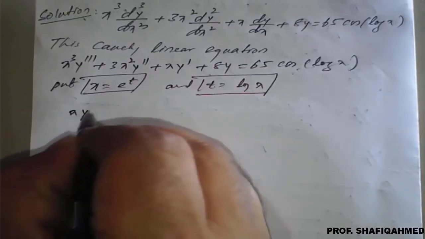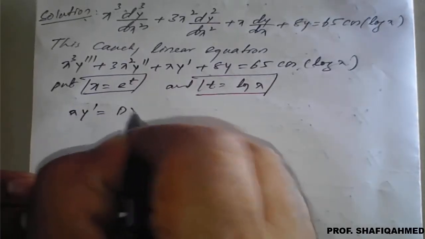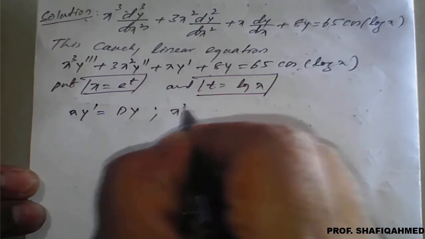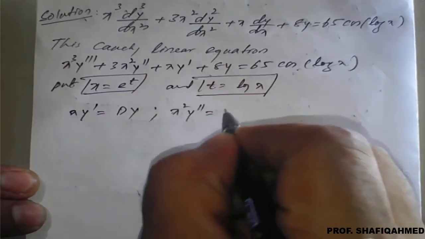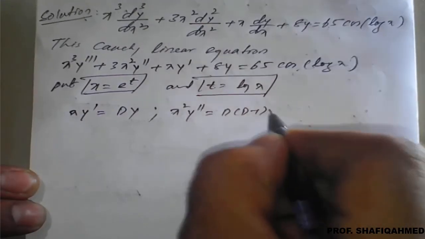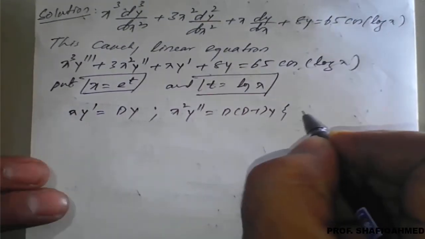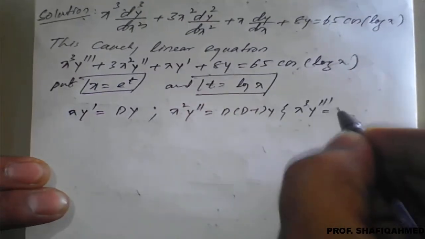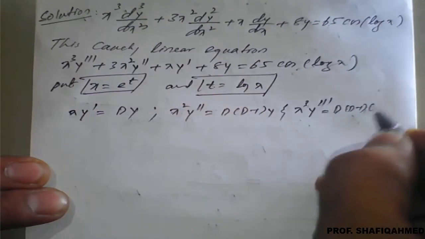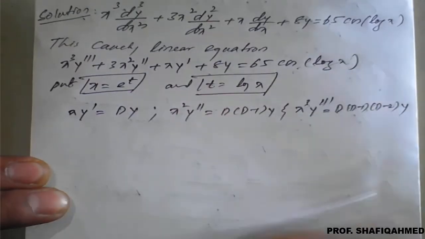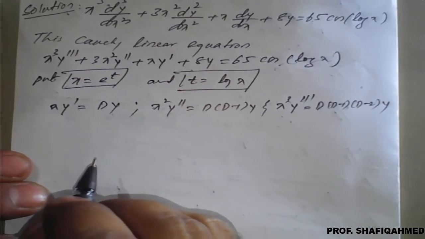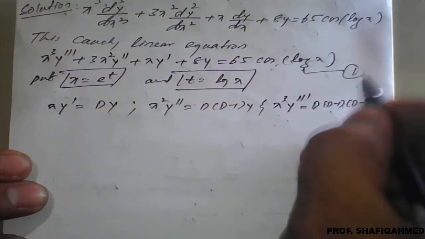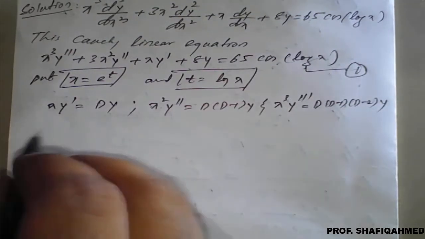So x y dash will be replaced by D of y, x square y double dash will be replaced by D into D minus 1 of y, and x cube y triple dash will be replaced by D into D minus 1 into D minus 2 of y. So these are the three substitutions we have to apply in the above equation number 1.